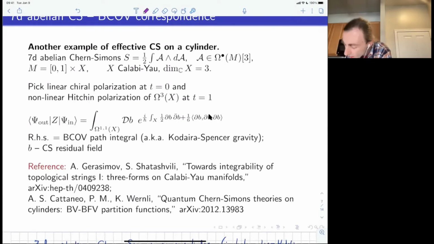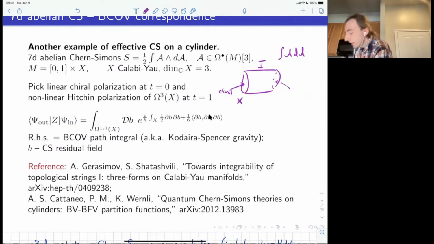consider this 7-dimensional abelian Chern-Simons on a Calabi-Yau threefold cross an interval. And you can fix, again, a linear chiral polarization on one side, coming from a complex structure on your Calabi-Yau. And so it's an abelian theory, again, ADA theory. And on the other side, you fix what's called Hitchin's nonlinear polarization on 3-forms on a Calabi-Yau. And for the other forms, you essentially fix the ghosts. That's essentially what you do.